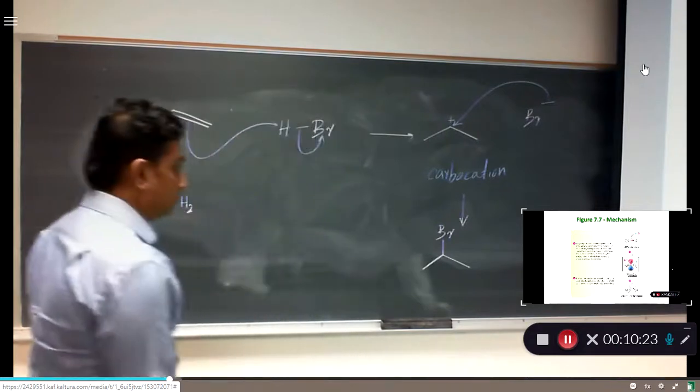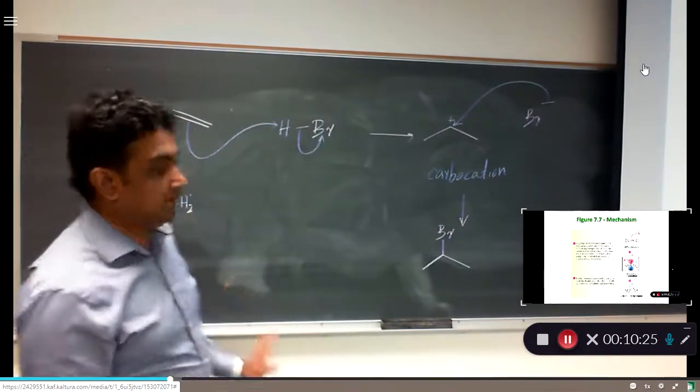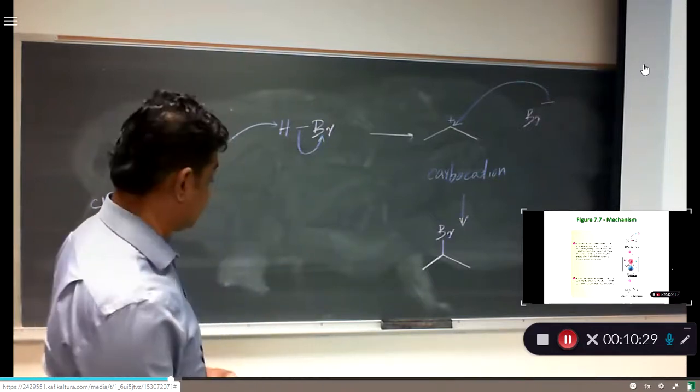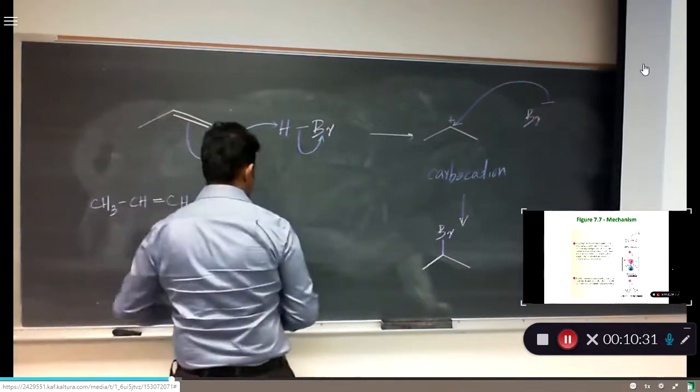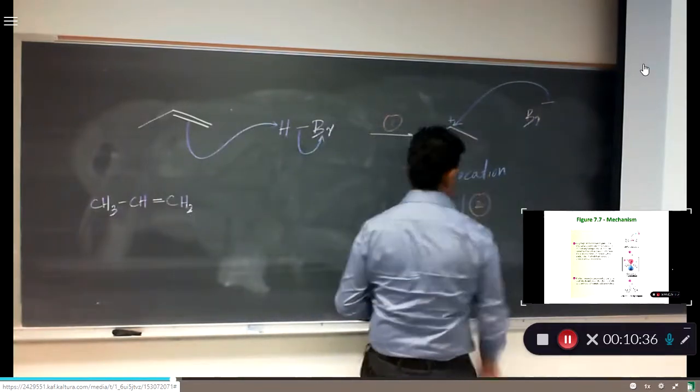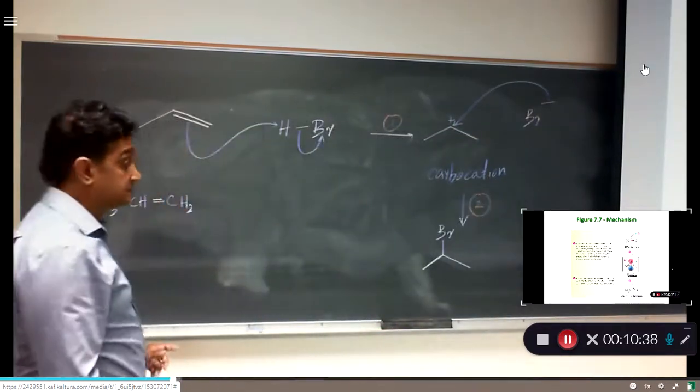Here's what happens, guys. Okay, once again, let's go through it. So this electrophilic addition of HBr is a two-step reaction. You're asking me where are the two steps? Here is the first step. Here is the second step. So this is a two-step reaction.